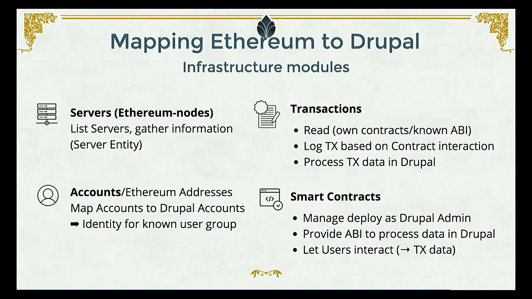Basically, every contract defines its own data types. It's called a contract ABI. And Drupal needs to know the data types in a contract in order to read the data. Otherwise, it's unknown hex data, and you don't know where it starts, and whether it's an array or a string.